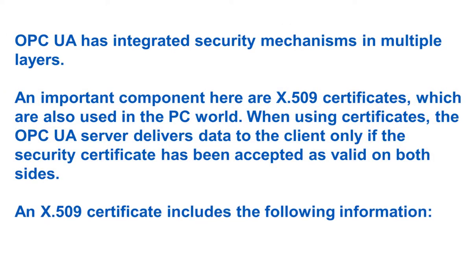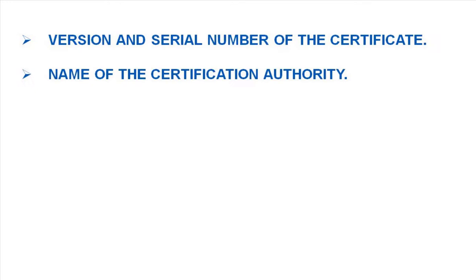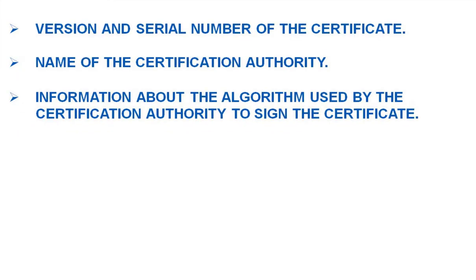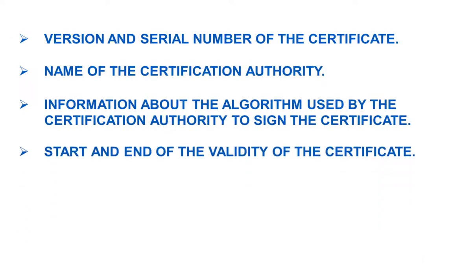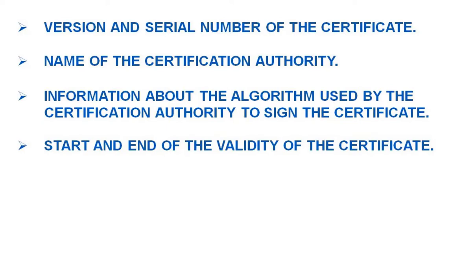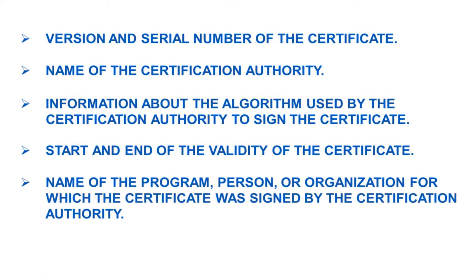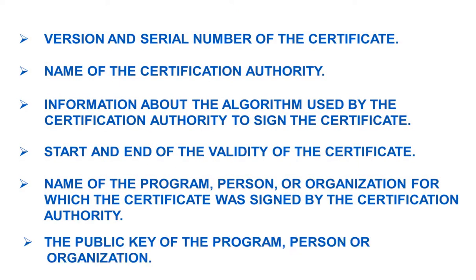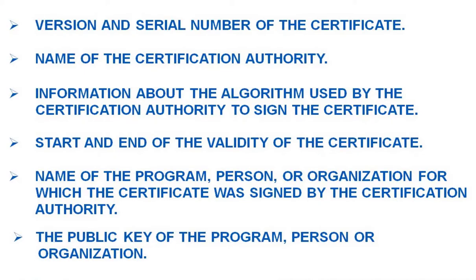An X.509 certificate includes the following information: version and serial number of the certificate, name of the certification authority, information about the algorithm used by the certification authority to sign the certificate, start and end of the validity of the certificate, name of the program, person or organization for which the certificate was assigned by the certification authority, and the last one, the public key of the program, person or organization.